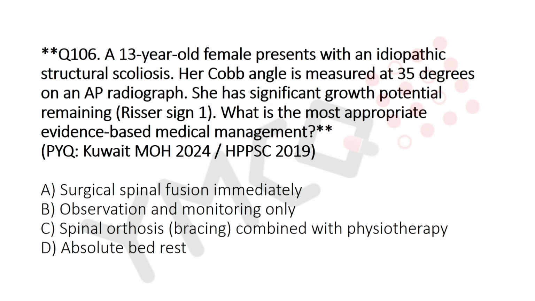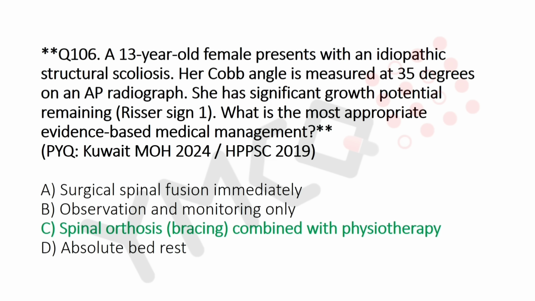Option A, surgical spinal fusion immediately. Option B, observation and monitoring only. Option C, spinal orthosis combined with physiotherapy. Option D, absolute bed rest. And the answer is option C, spinal orthosis combined with physiotherapy. For a growing child with a curve between 25 to 45 degrees, bracing is the gold standard to stop the curve from getting worse. Surgery is generally reserved for curves over 45 to 50 degrees.